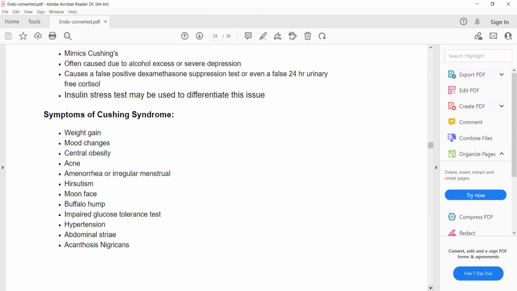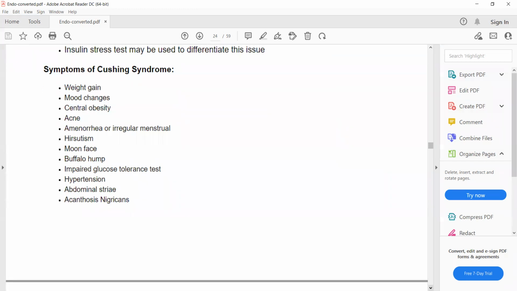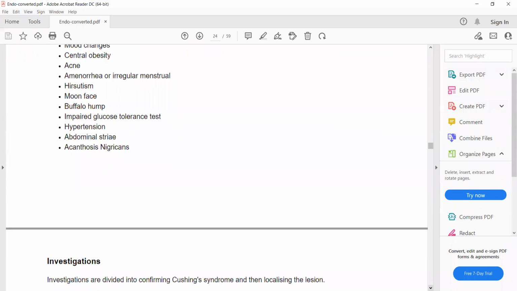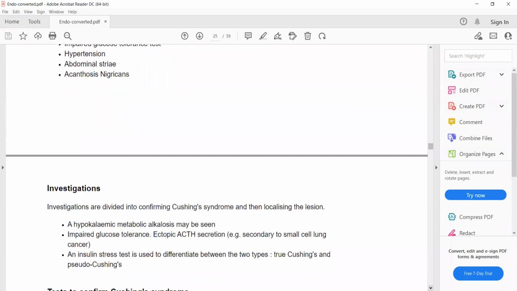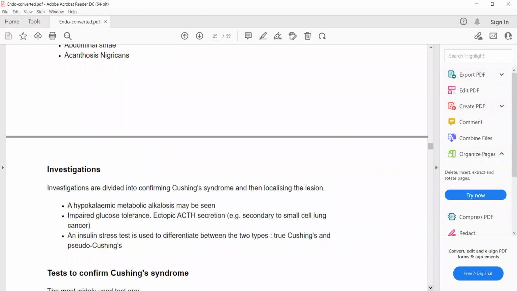Hyperglycemia will stimulate insulin production, and insulin will result in weight gain, moon face and buffalo hump. Increased sensitivity of catecholamine receptors and increased mineralocorticoid activity will result in hypertension, hypokalemia, and metabolic alkalosis as well. Remember that increased insulin can cause acanthosis nigricans. So these were the features of Cushing syndrome.